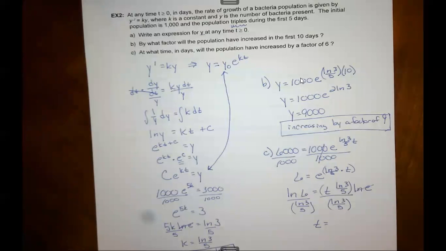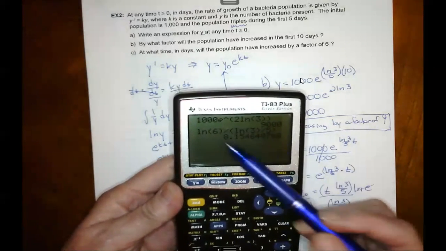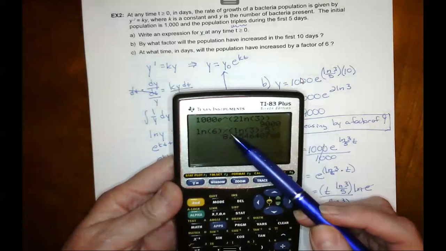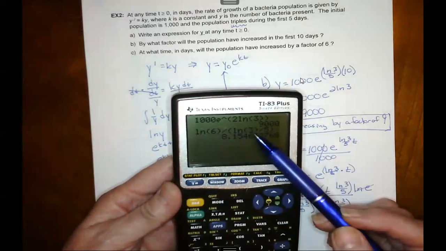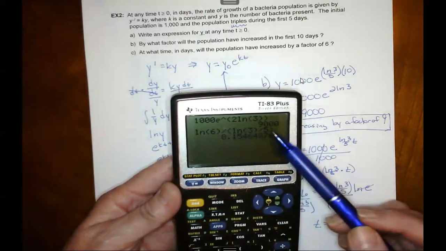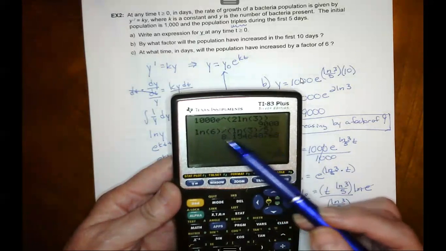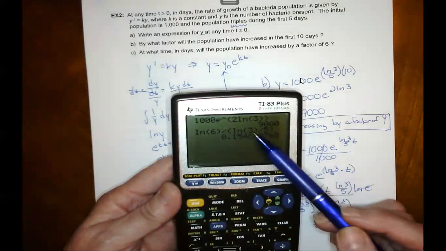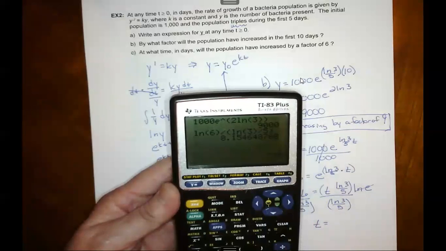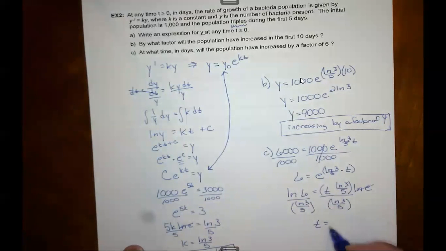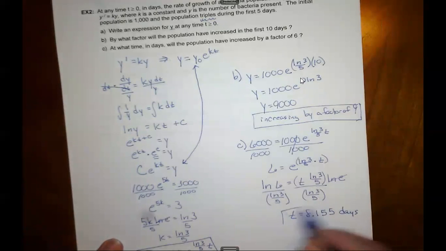And be careful when you type that into your calculator. Right here, ln of 6 divided by, and then I open a parenthesis, because if you don't, then it's going to divide by ln of 3 and then divide that by 5. So ln of 6 divided by all of this, so put all of this in parentheses, ln of 3 over 5. So we get 8.155. And time in this one is days. So in 8.155 days, this bacteria would have increased by a factor of 6.